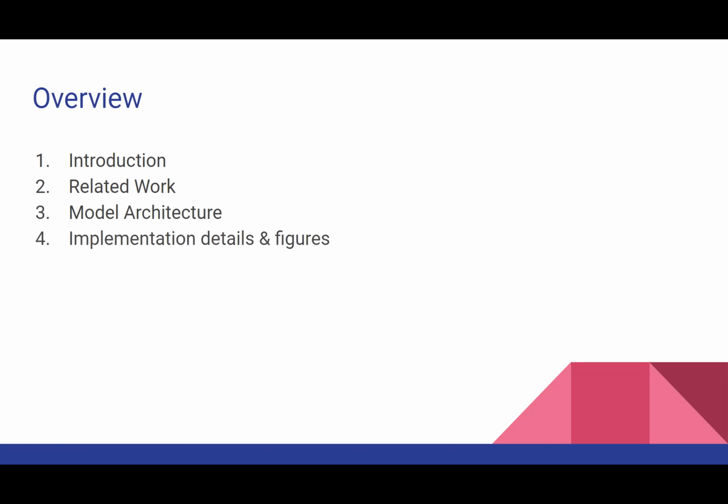For an overview of what our project is going to go over, we're going to start off with an introduction, going over the main thesis of the topic. Then we're going to go over the related work that is paramount to understanding our actual paper. Then we're going through the models, the author's model architecture. And then we're going to go through the actual implementation of the model, as well as some key figures. And then finally, we're going to go over the results.